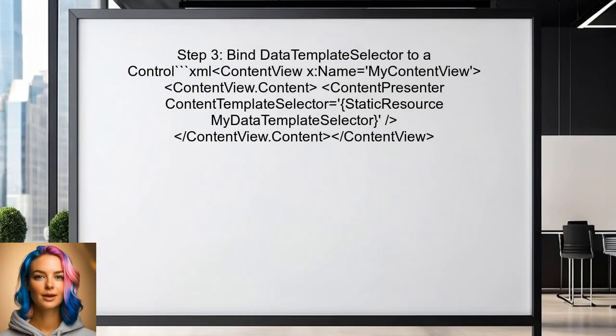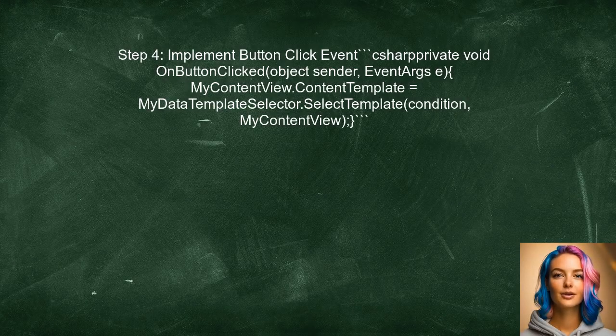After defining the data templates, the user should bind the data template selector to a control that supports it, such as a content view. This allows the user to dynamically change the displayed template. Finally, the user can implement the button-click event to change the displayed template. In the event handler, they will set the content presenter's content template to the desired data template.